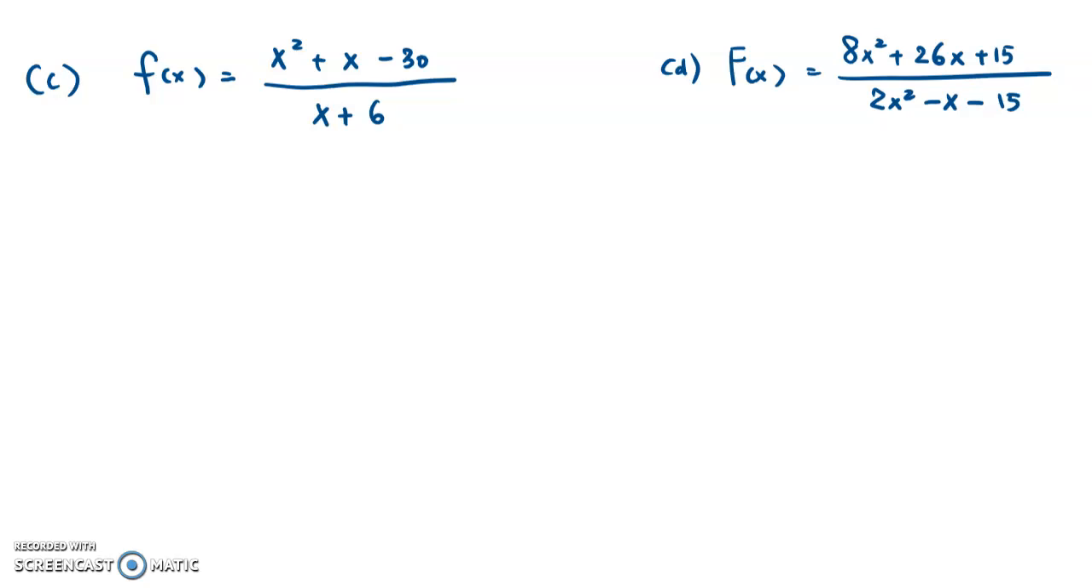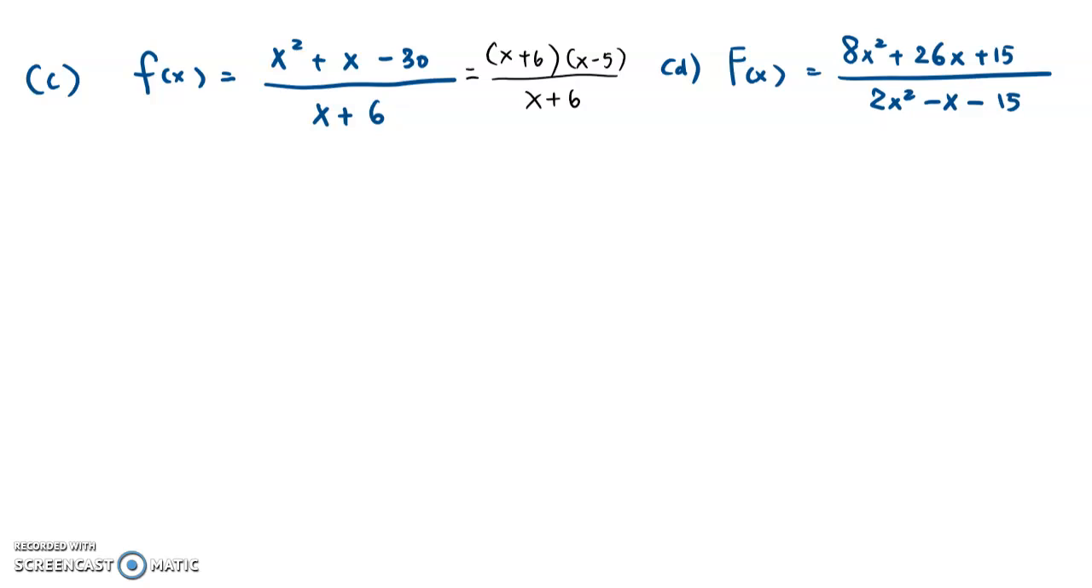In this video, we'll graph these two rational functions. We'll start from the first one. Since not everything is fully factored, let's factor everything first. Especially the top, we can factor the top as x plus 6 times x minus 5 over the bottom x plus 6.